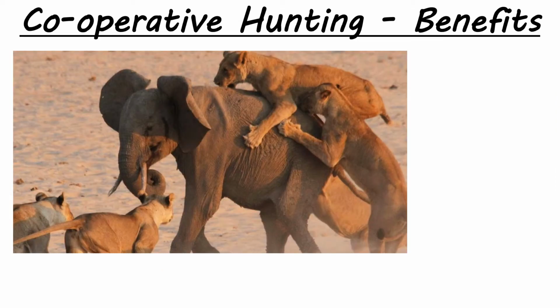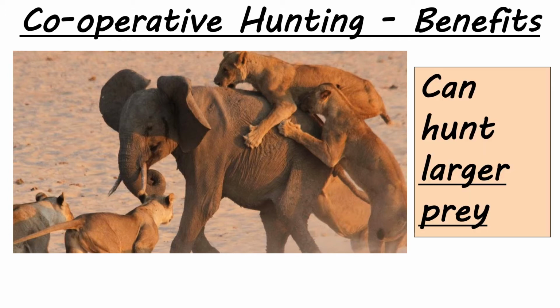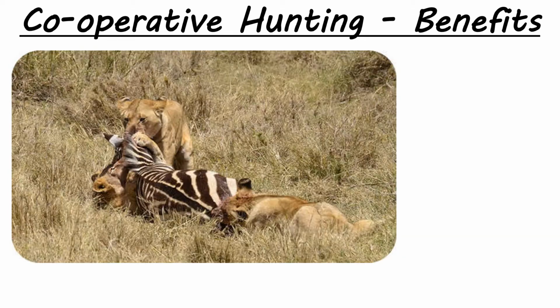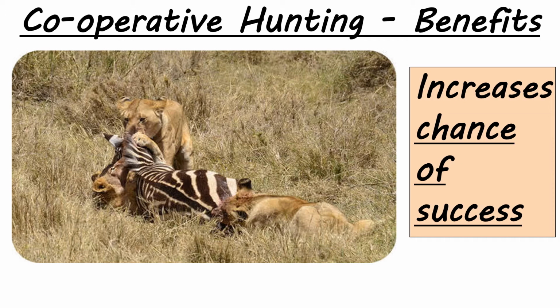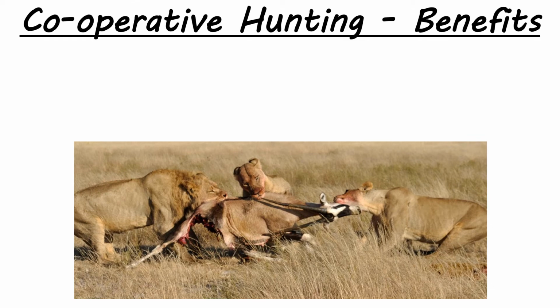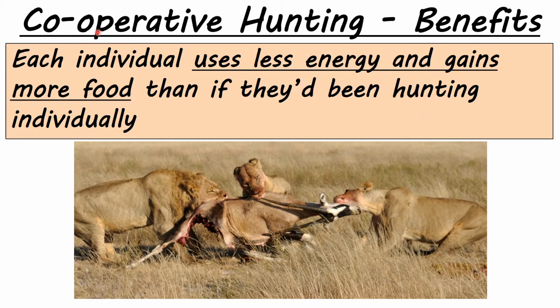Why do it? So this is a good example of it. That is a baby, or certainly a young elephant, and if one of those female lions was by itself, then it's not going to be able to take down that animal. So that's one thing. First of all, a benefit of cooperative hunting is you can hunt larger prey. Also, better chance of success, isn't there, if there's more of you hunting the animal. And in terms of energy, each individual uses less energy and gains more food than if they'd been hunting individually.